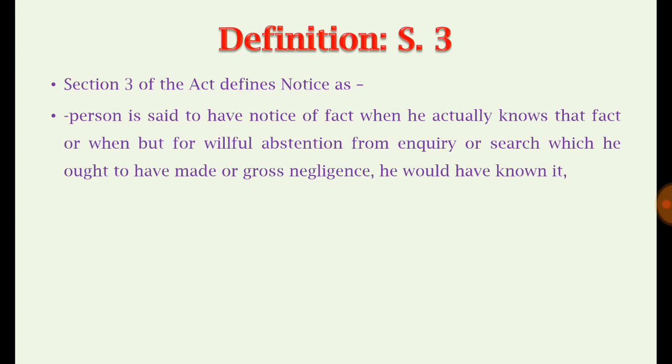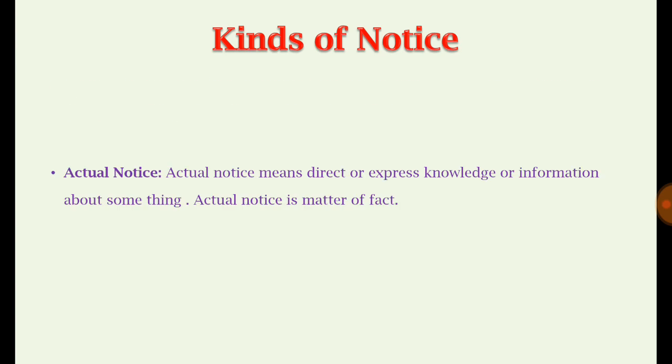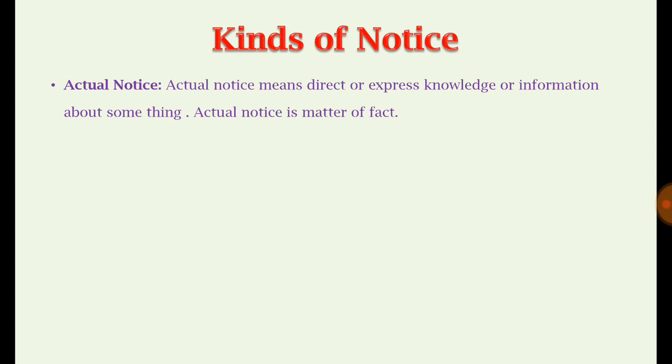So a person is said to have notice of a fact when he actually knows that fact, this is the actual notice, or when, but for willful abstention from inquiry or search which he ought to have made, or gross negligence, he would have known it. This second part of the definition is the constructive notice. So these are the circumstances when it is presumed that the person has knowledge of fact. Now we must see this notice in detail. You should understand what the actual notice is.